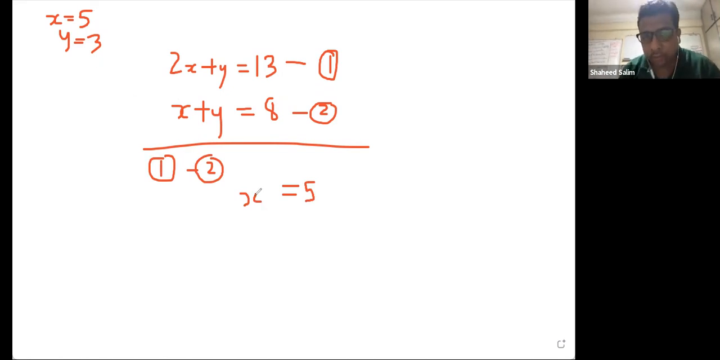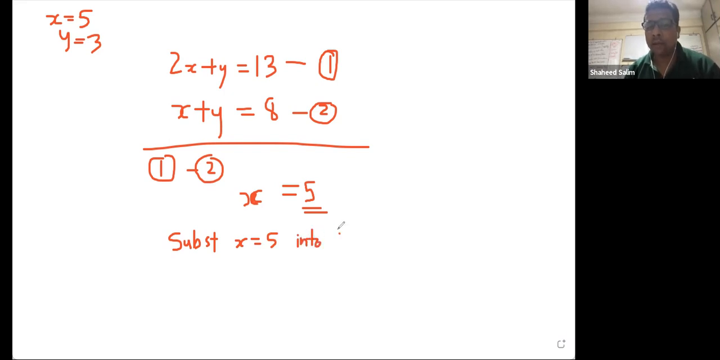So what am I doing? I'm trying to get rid of one of the unknown. Once I found this one, I can put the value inside here or here, up to us. So I can say, okay, substitute. Normally you put like substitute x equals to 5. Put it inside 1 or 2. Okay, I put inside 2.